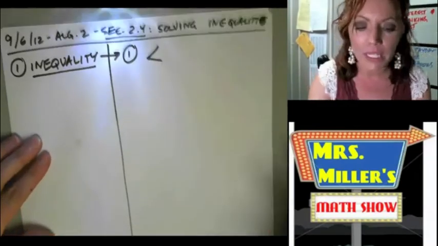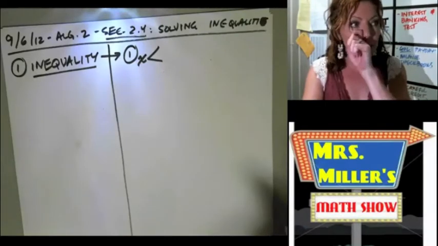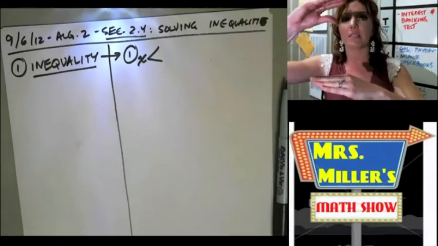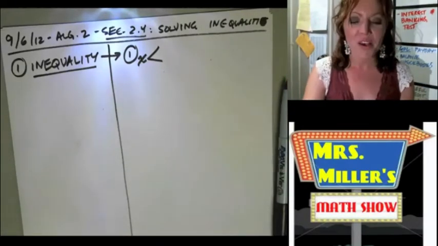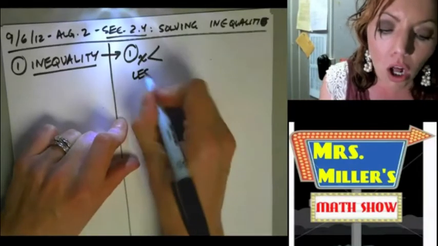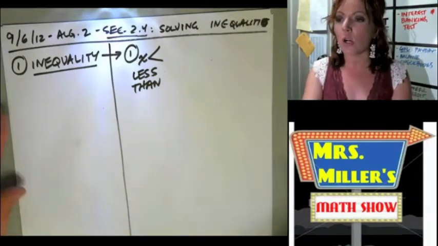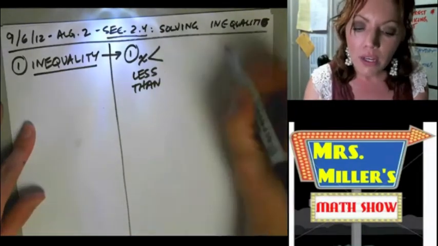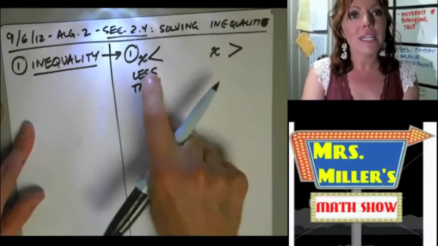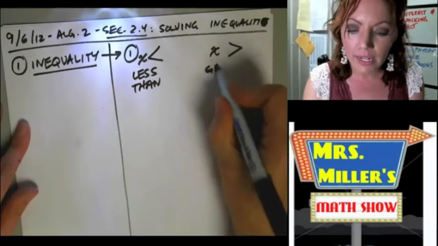What does that symbol mean? Let me put a variable in here so that we're all on the same page. What does this symbol mean? Less than. Good. Now, this is all based on the variable being on the left-hand side of the inequality. Okay, so if that one means less than, then what does this one mean? Greater than. Yay, greater than.